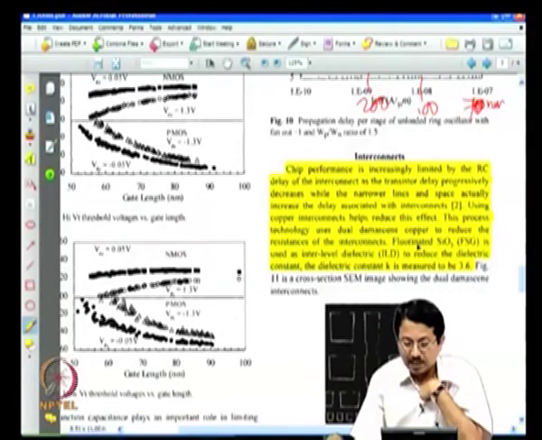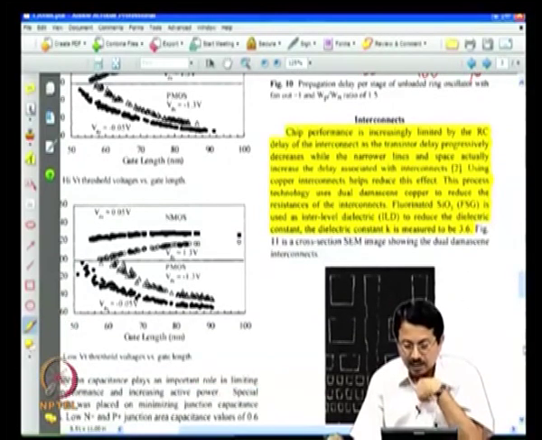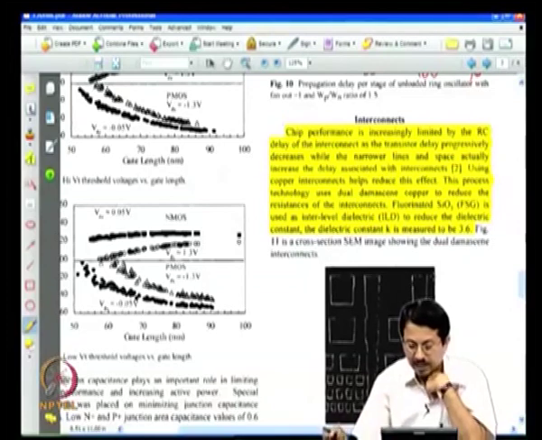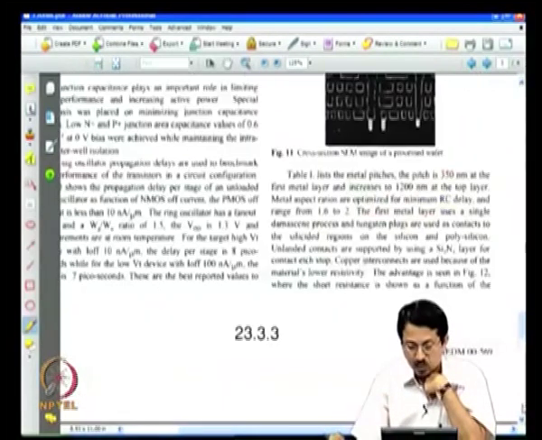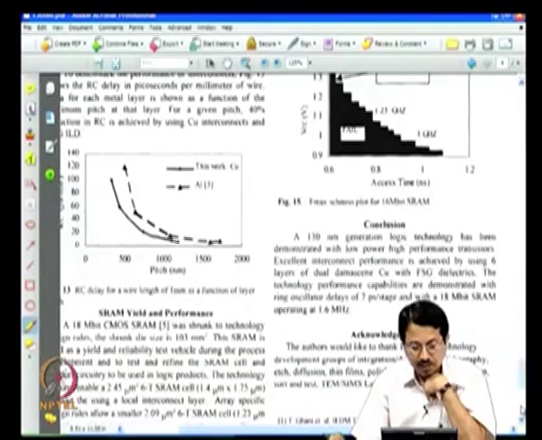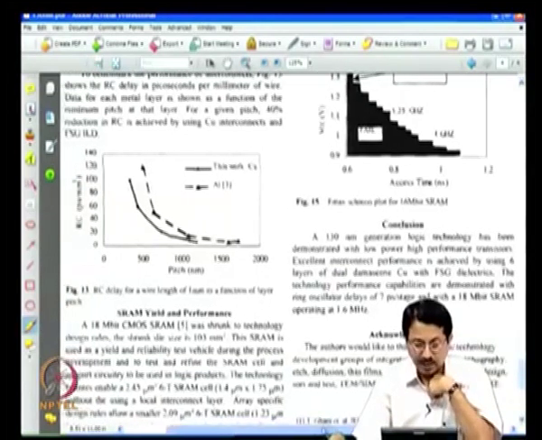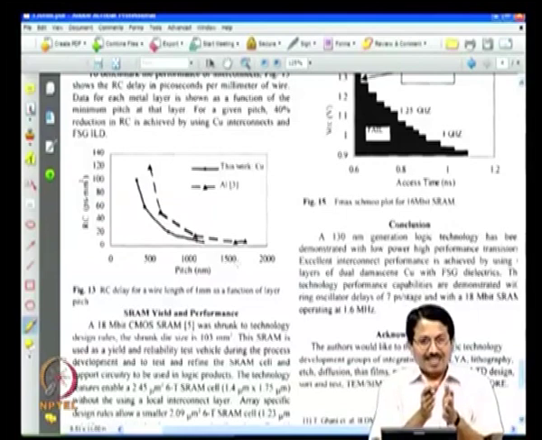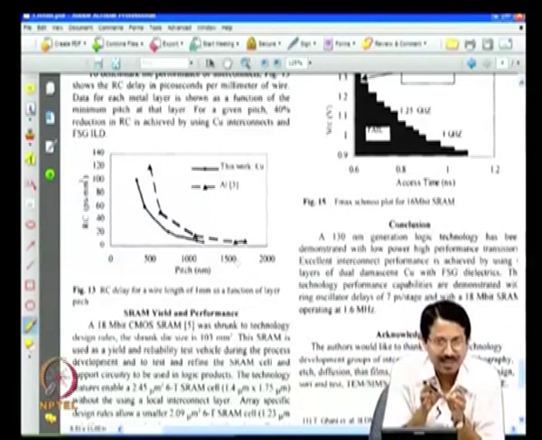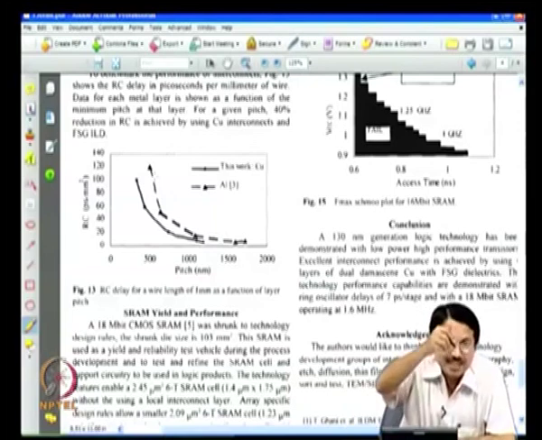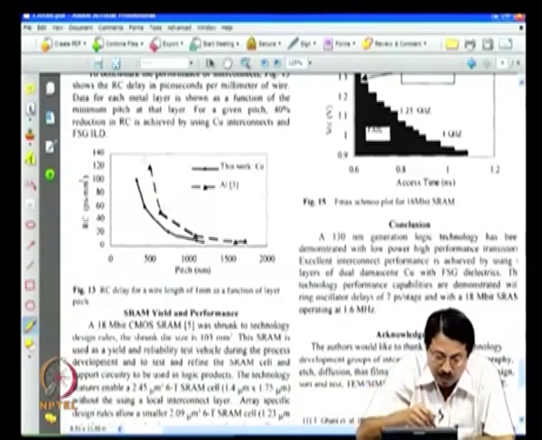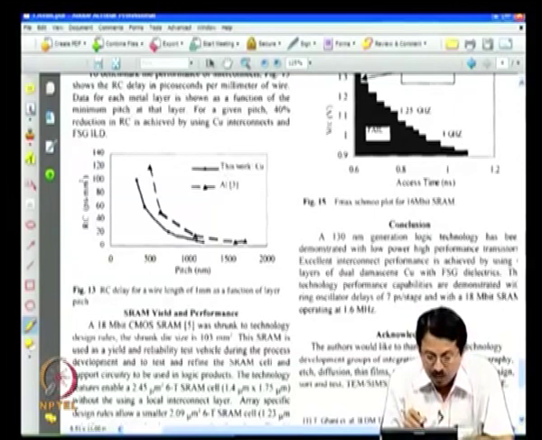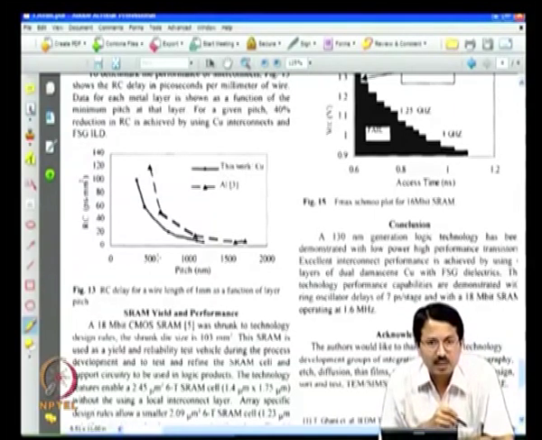And they have optimized this fluorinated oxide, and that gives a K of about 3.6, and this is again the hierarchy of interconnects they have used to build. What they are showing here is that with decreasing pitch, if they had used aluminum, two metals are coming closer to each other, so your delays are increasing. If you had used aluminum, it would have gone up like this. Because you use copper, you could decrease it.